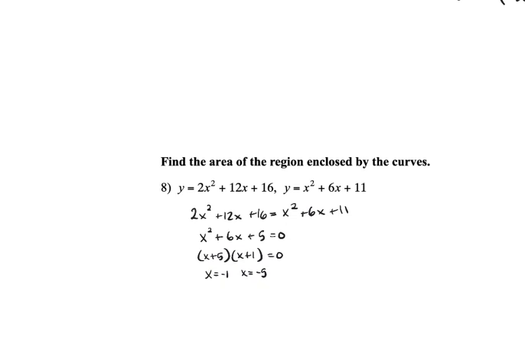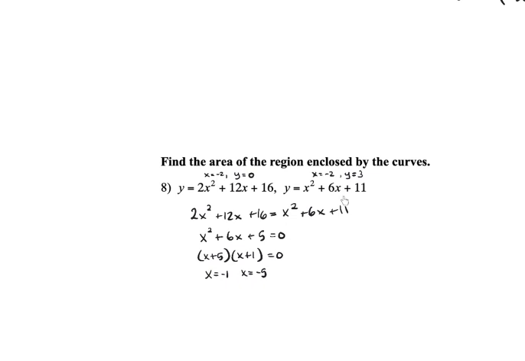Next step would be to figure out, in the interval from negative 5 to negative 1, which function is the upper function and which function is the lower function. So we do that by choosing a number in between here. I can choose negative 2, plug negative 2 in, and see what the value of y is for each one. So here when x equals negative 2, y equals 0. For this one, when x equals negative 2, y is equal to 3. So this one has a larger value for y, so this is the upper function, this is the lower function.